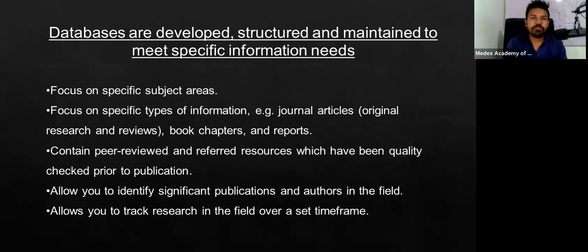So if you have any problem while doing the session, you can just put it into the chat box or Q&A, right? Okay. So databases focus on specific subject areas. If you are looking for a database, we can focus on specific subject areas. For example, we can go only to PubMed and search if we need only medical related data. Got it?